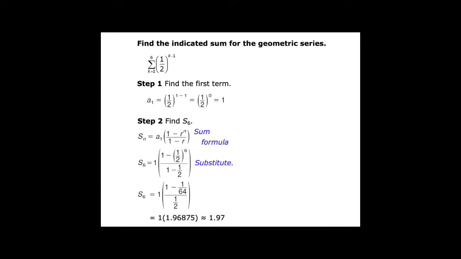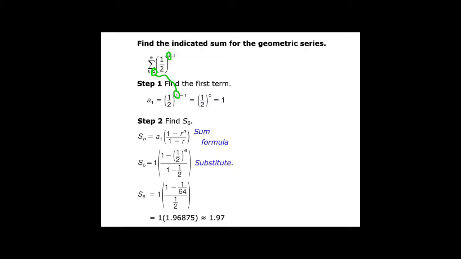Find the indicated sum for the geometric sequence. So step 1, find the first term. You'll take half to the 1 minus 1 power, because your formula is k minus 1, and your k equals 1. So you'll substitute this 1 in for your k. Then you'll get half to the 0 power, and that equals 1.